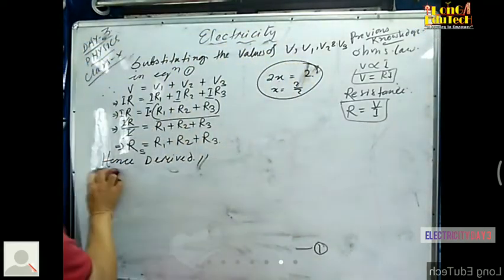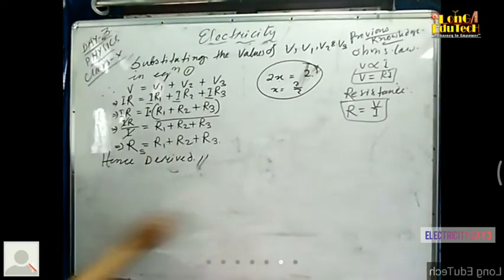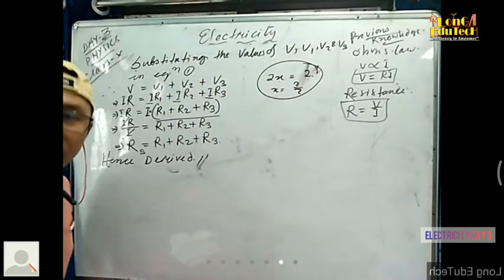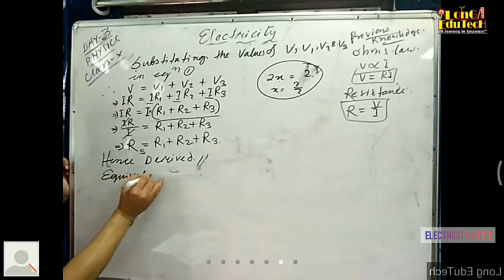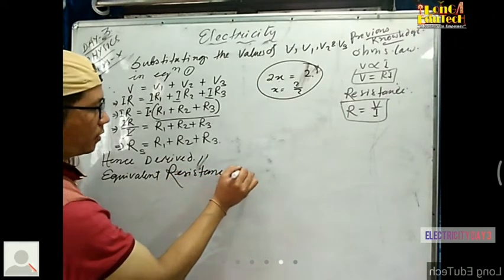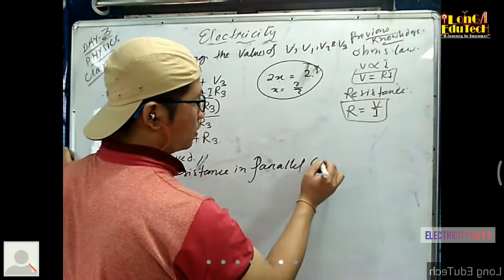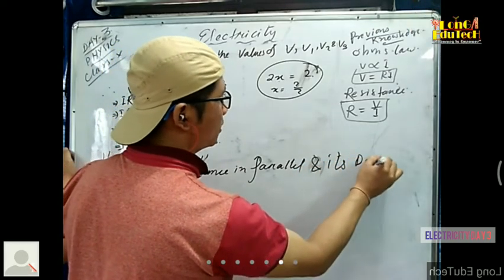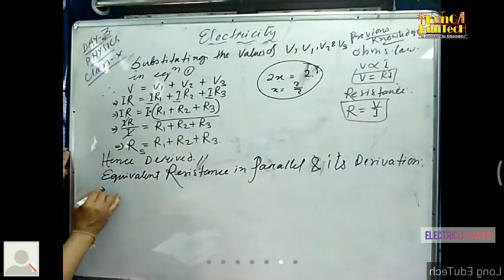Equivalent resistance in parallel connections and its derivations. The definition is the same, only we have to change it to resistors connected in parallel, that's all.